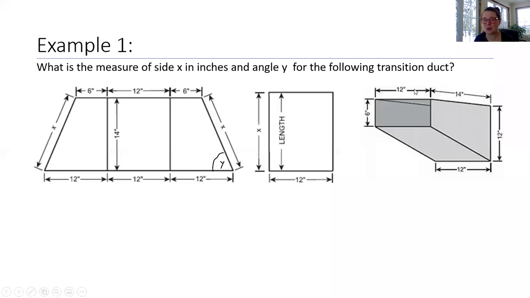All right, so the first example we're going to look at asks us, what is the measure of side X in inches and angle Y for the following transition duct? So you'll see these 3 sides. This would be the top. So it's the 12 by 14 that we have up here, 6 inches down. So this is our small rectangle up here. And then we have our diagonal. This is our X that we're looking for. So there's our diagonal. And then this piece is the base.